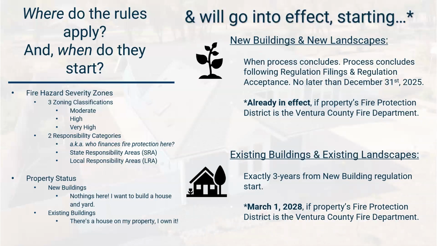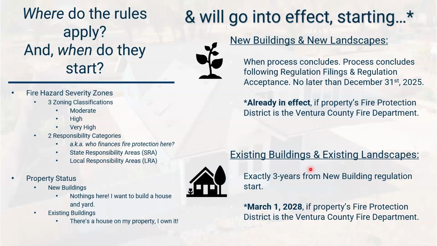Well, for new buildings and new landscapes, essentially they will begin when the process of adopting these rules concludes. The process concludes following the regulation filings and regulation acceptance. But as I mentioned earlier with the executive order, we now know that they can do this no later than December 31st, 2025. Now, there is a timeline for when they are hoping to have all these things done. It is found on the website for the Board of Forestry and Fire Protection, and a link to that website as well as an FAQ that they've put out on this process can be found on that document that I put in the chat.